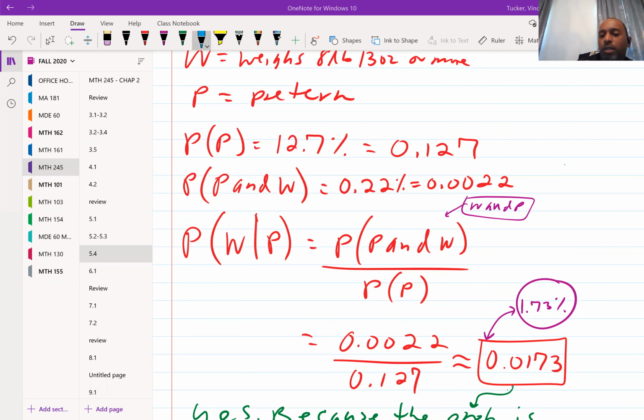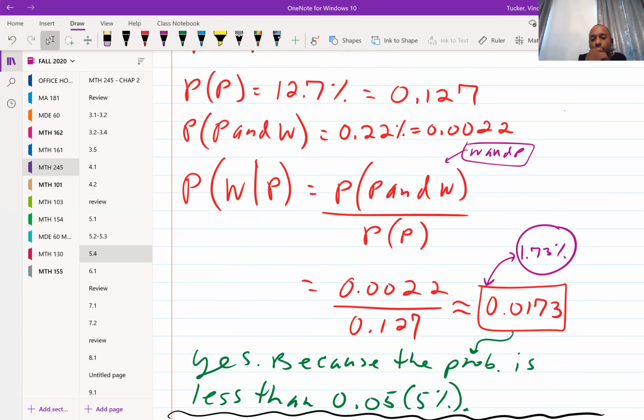All right, 0.0173 is the same thing as 1.73%. And remember the last question was, is this unusual? And the answer is yes, because the probability is less than 5%. Remember that was our marker for something being unusual or not. It was 0.05 or 5%. Something less than that is considered unusual. All right, any problems?